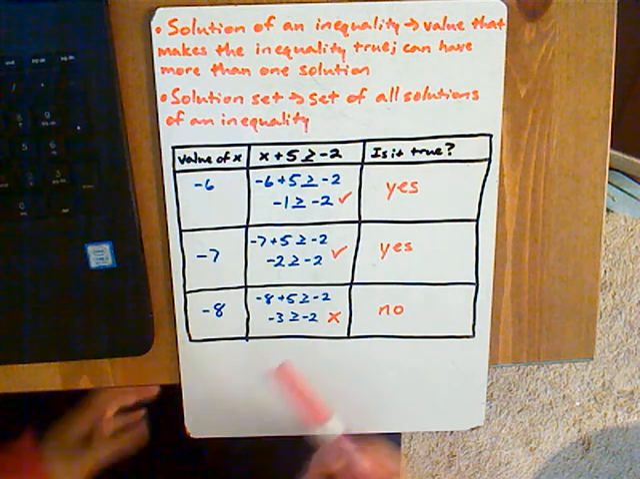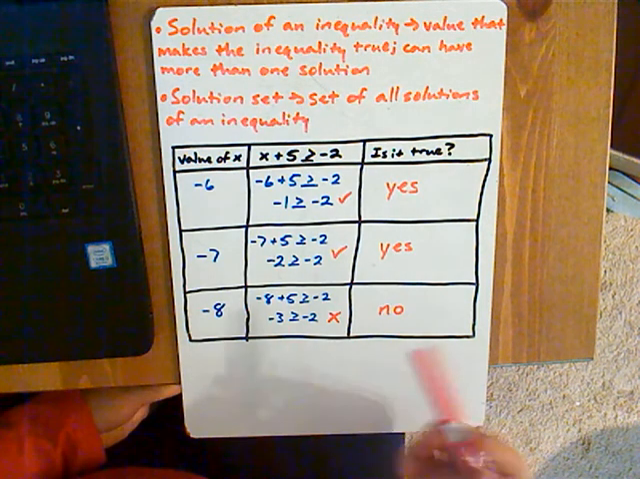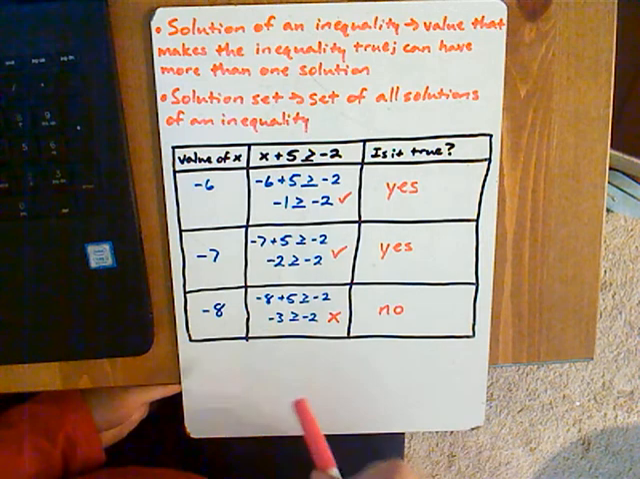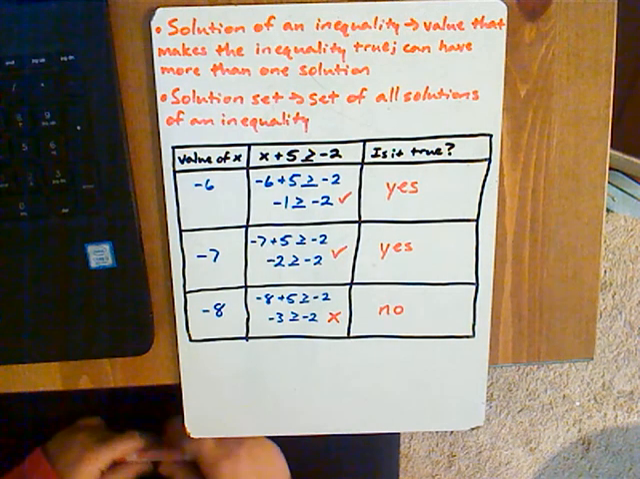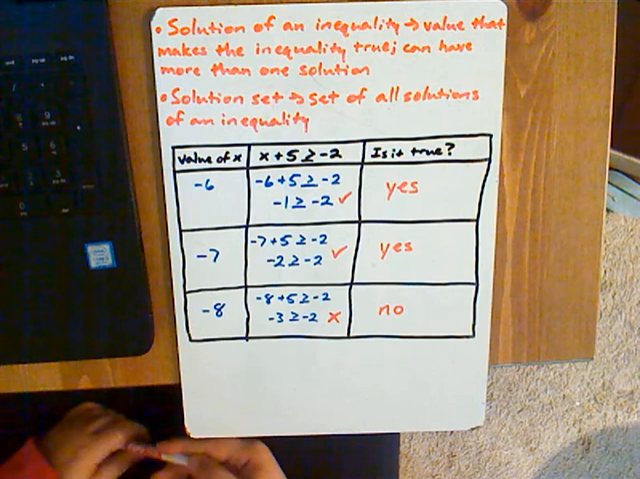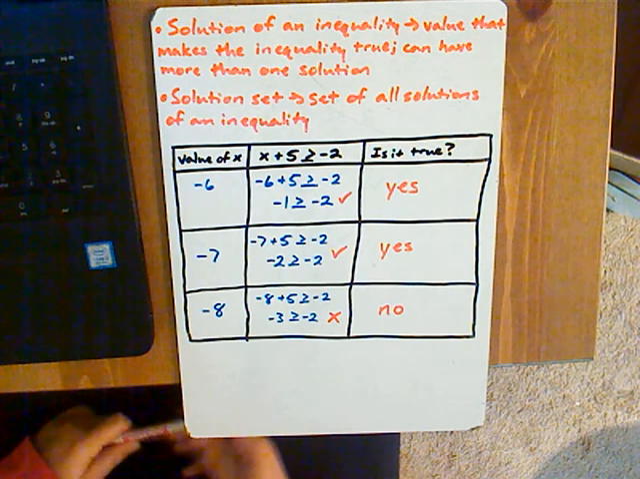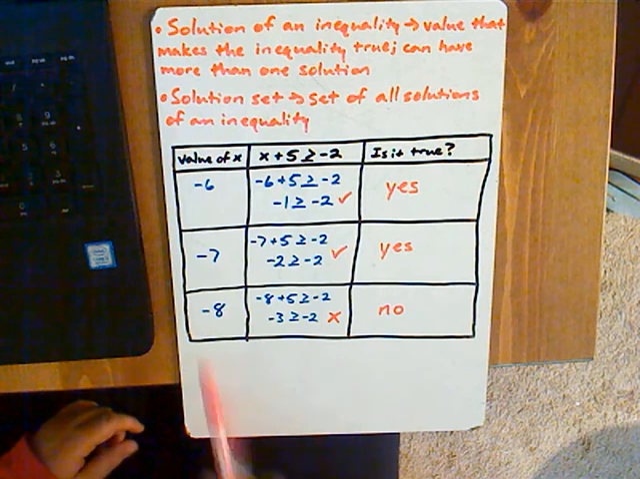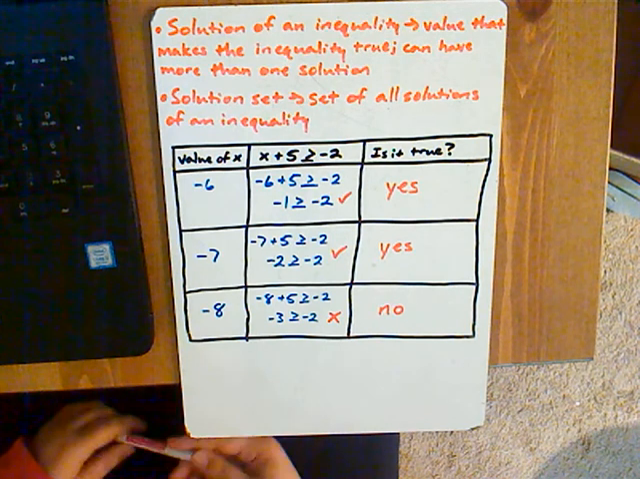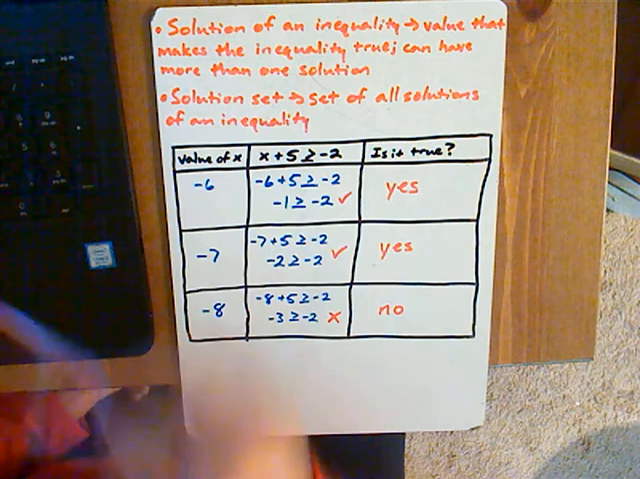Our third value of x is negative 8. And when we plug in negative 8 for x in the inequality, it's negative 8 plus 5 is greater than or equal to negative 2. Negative 8 plus 5 is negative 3. Negative 3 is not greater than or equal to negative 2, and so this inequality is not true. So negative 8 is not a solution to this inequality, but negative 6 and negative 7 are.